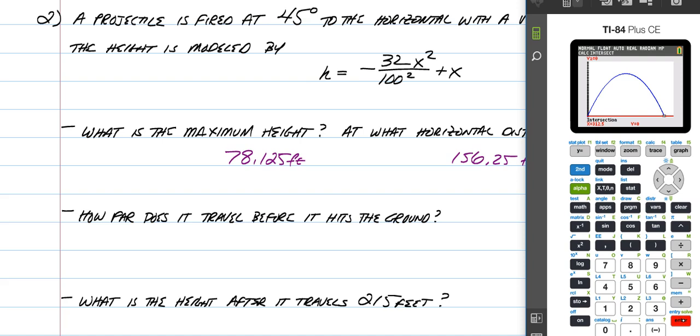And the last question says, what is the height after it travels 215 feet? So to do that, that's telling you that x is 215 feet. So again, you can go look at Second, Table, and this is set up where you have a table where you're asking the graphing calculator to give you a value. The other way is just to scroll through the table however you want to do. But anyway, this one we're going to say 215. Click Enter, and we're at 67.08.